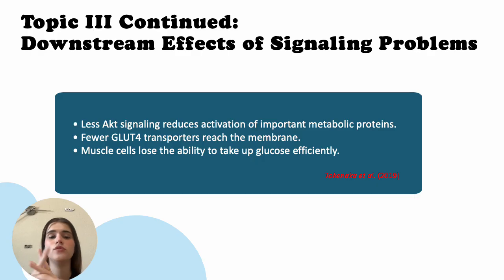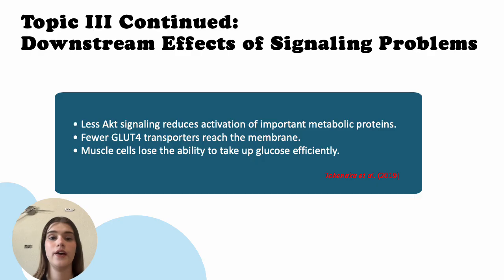So AKT normally activates proteins that help with metabolism and glucose uptake. So when that signal isn't strong, those proteins don't turn on the way they normally should. One of the biggest changes is that fewer GLUT4 transporters are going to make it to the membrane. And if GLUT4 doesn't get to the surface, the cell basically loses its ability to pull that glucose in.